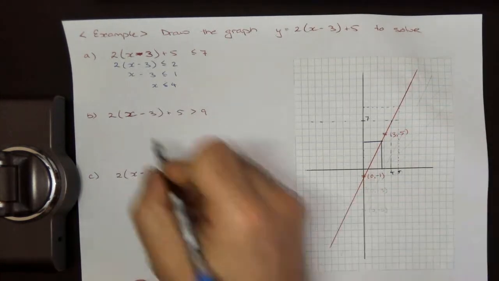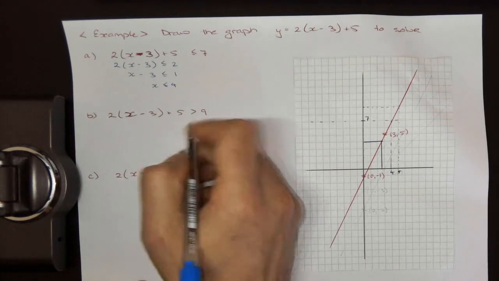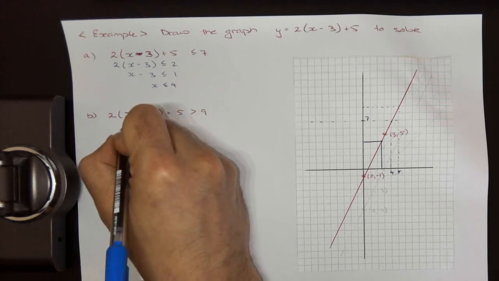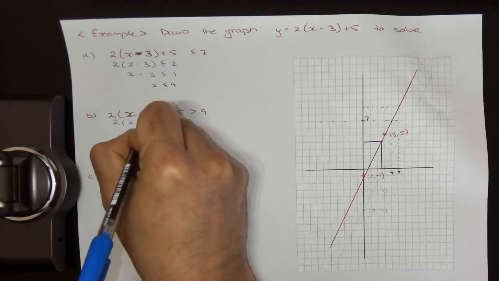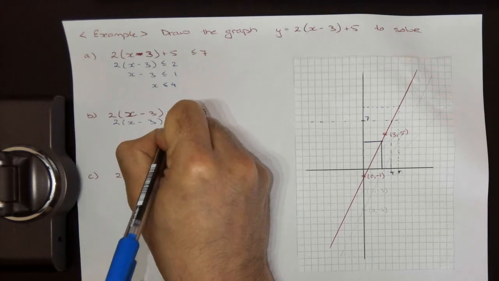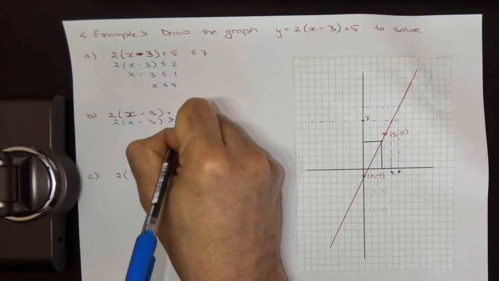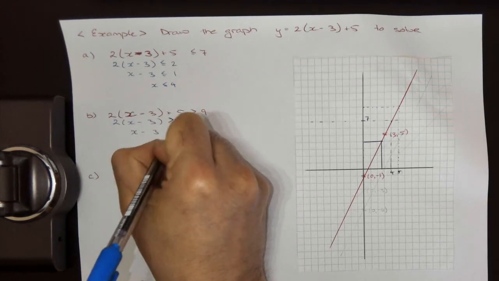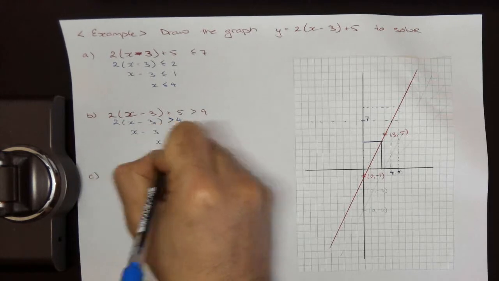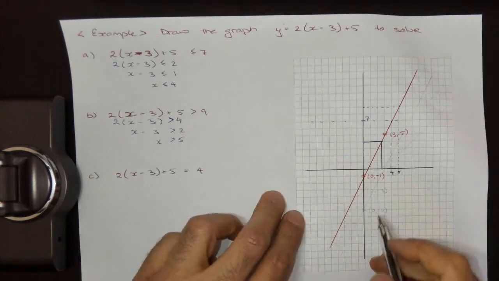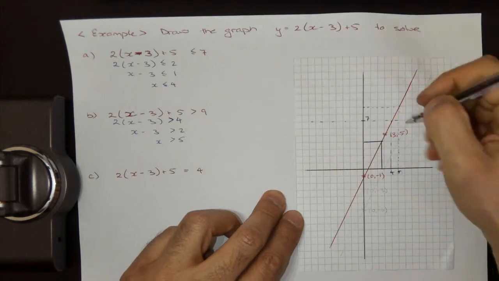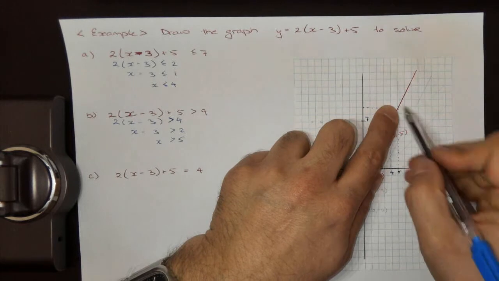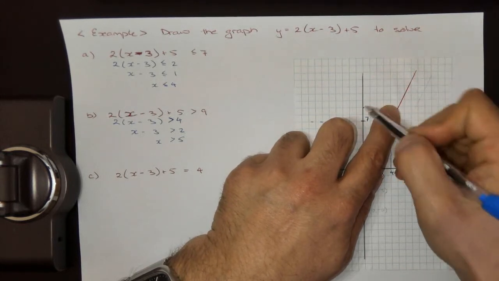Let's do this algebraically for this one. We want to know when it's greater than 9. Logically it's going to be bigger than 4, but let's just check. I'm going to take away 5 from both sides, and then we're going to add 3. So it's when x is greater than 5. There's 7, 8, 9. If x is bigger than 5, then the line is above the y coordinate of 9.